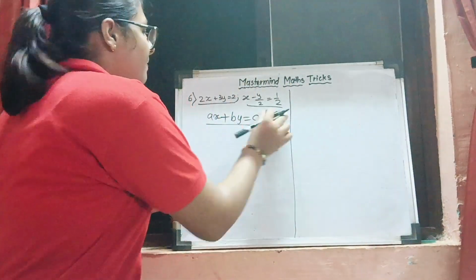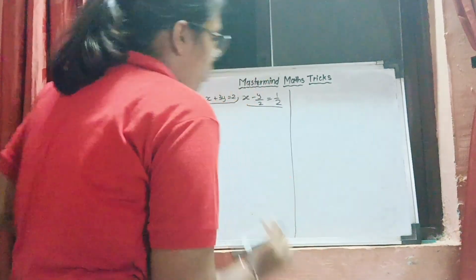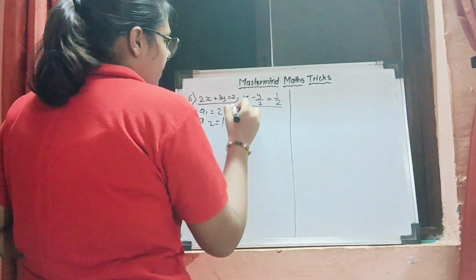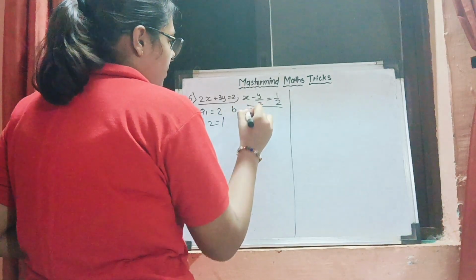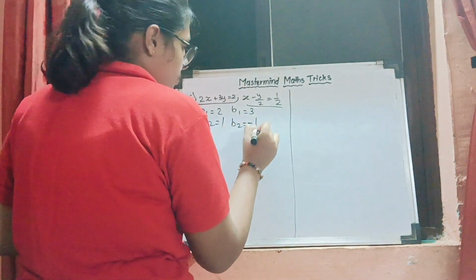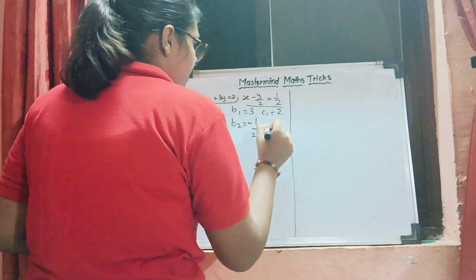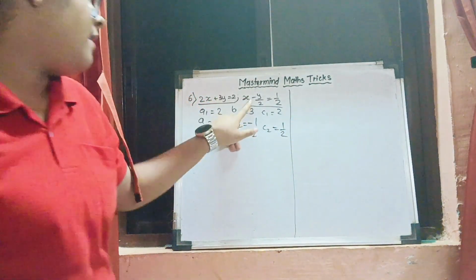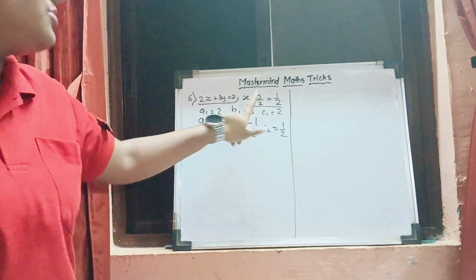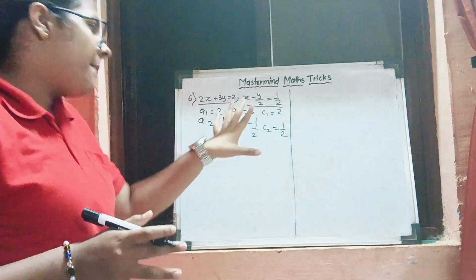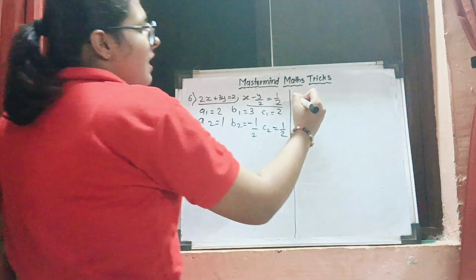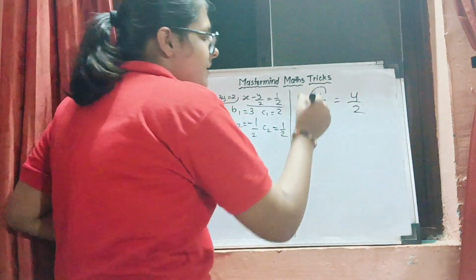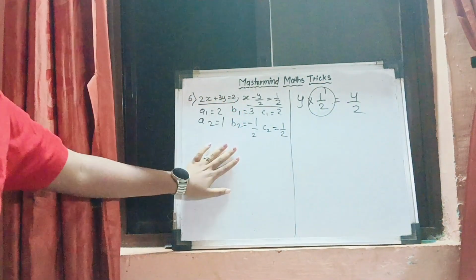First of all, we will write the values: a1 is equal to 2, a2 is equal to 1, b1 is equal to 3, b2 is equal to minus 1 by 2, c1 is equal to 2, and c2 is equal to 1 by 2. You will ask about the value of y by 2, that is b2, which is minus y by 2. We can't take y by 2 as b2, because y multiplied by 1 by 2 is equal to y by 2. So we will consider minus 1 by 2 because we don't want the variable in this.